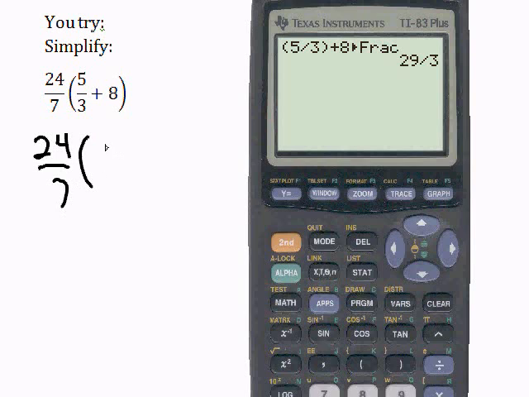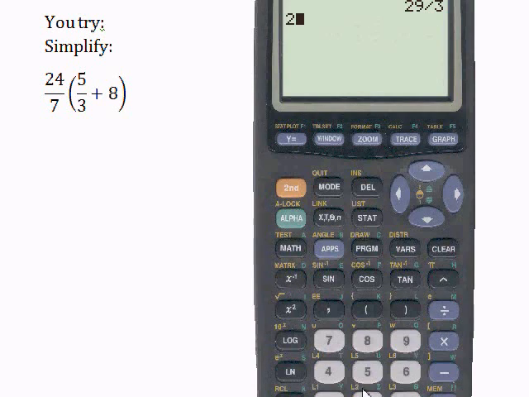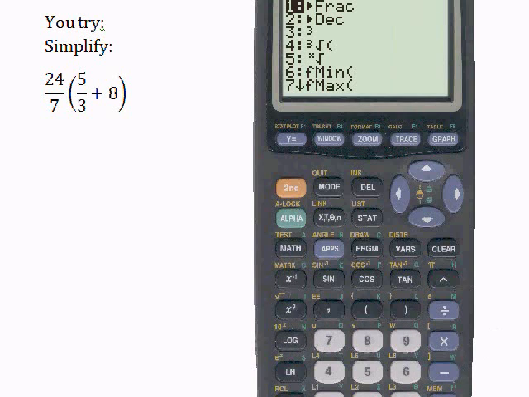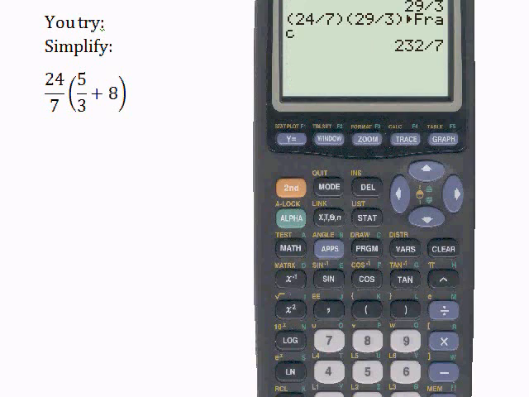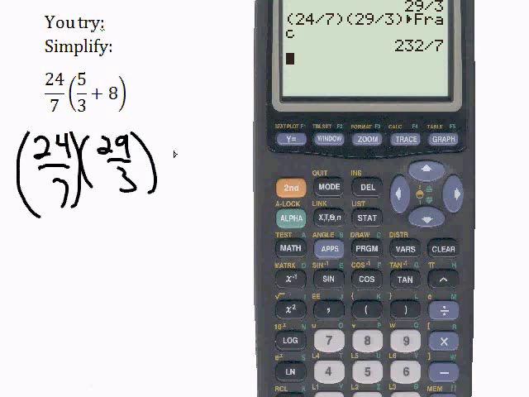24/7 times 29/3. So I'm going to go ahead and make my first fraction also in parentheses. I'm going to multiply those two in my calculator, 24/7 times 29/3. So we put parentheses, 24/7, parentheses, 29/3. That means we're going to multiply those two fractions, and we want our answer to be in fraction form, so we go math, enter, enter, and we get our final answer is 232/7.